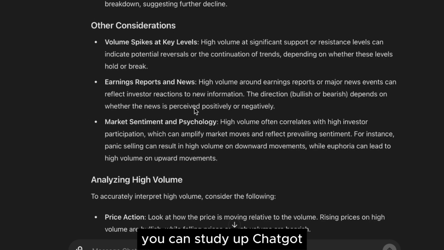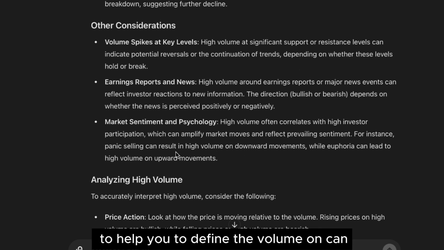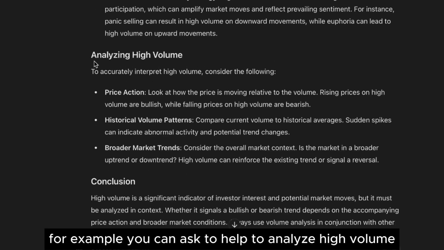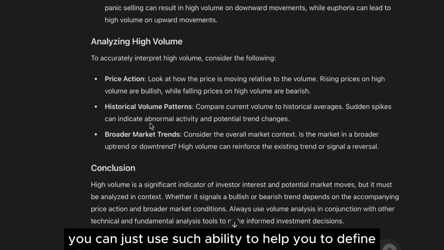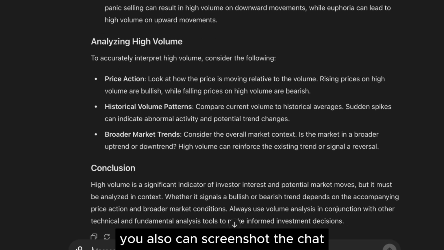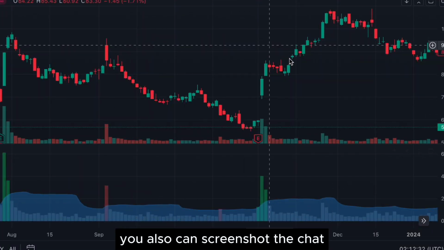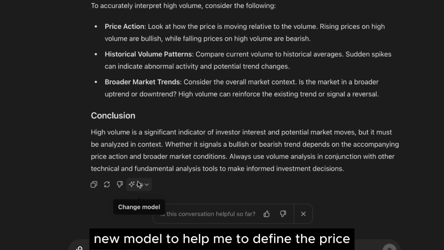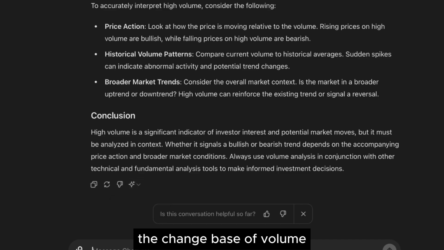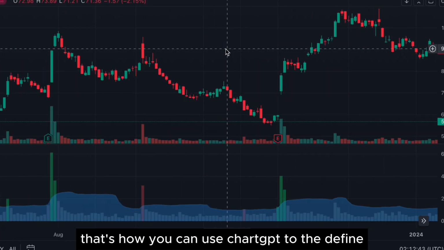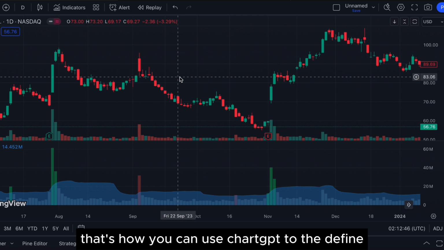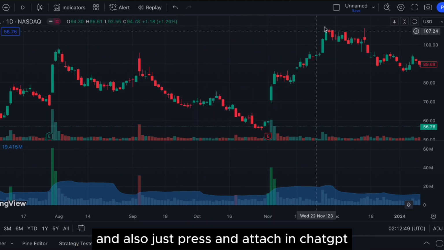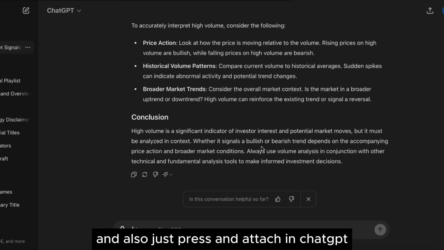And you can also study using ChatGPT to help you define the volume on candlestick chart patterns. For example, you can ask it to help analyze high volume. You can also screenshot the chart and let the ChatGPT Omni new model help you define the price change based on volume. So basically that's how you can use ChatGPT to help you define. You can just screenshot your photo and press attach in ChatGPT.